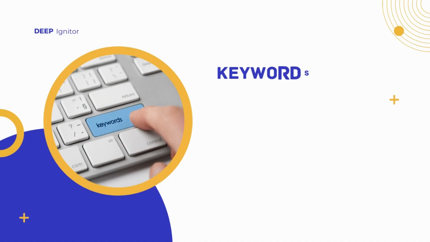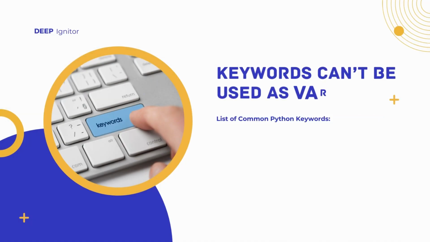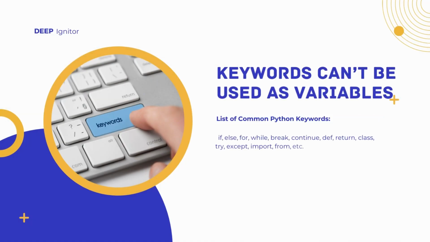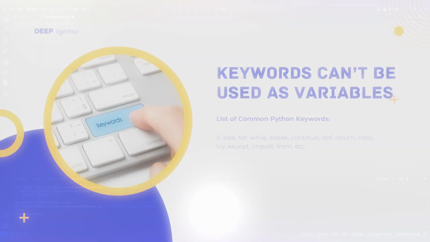Variable names cannot be reserved keywords in Python. For example, we cannot use else, while, for, continue, etc. as variable names. These are keywords reserved in Python.